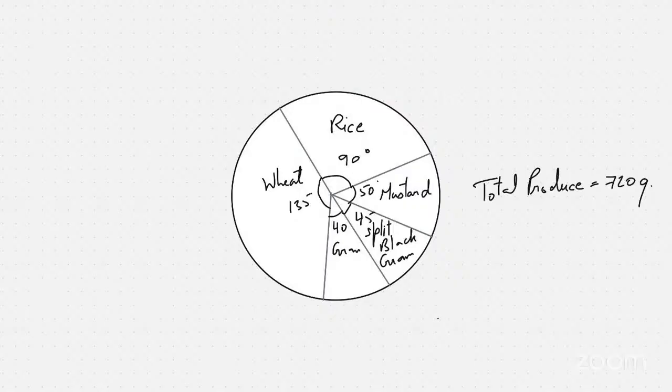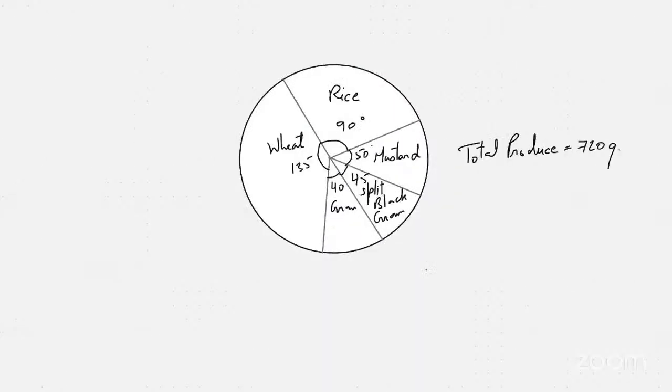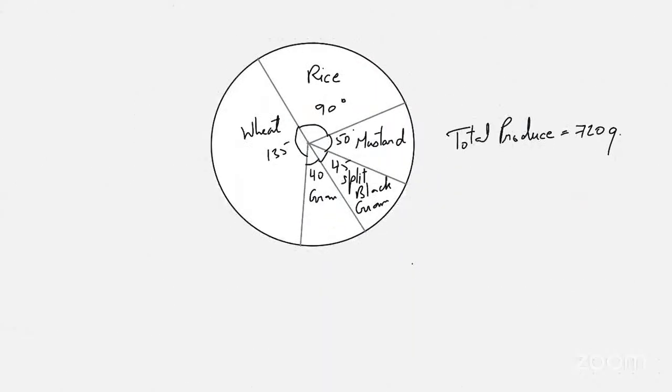Okay, you have to find out of 720 how much is rice, how much is wheat, how much is mustard. That you have to find out. What we will do for that, I'll quickly explain. First, we will do total upon degree, to find out how much quintal 1 degree is equal to.